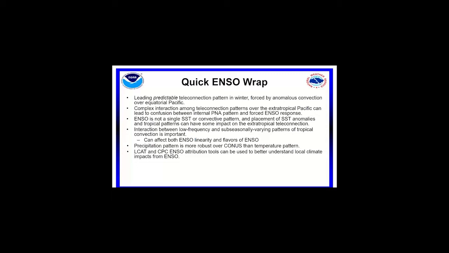ENSO is not a single SST or convective pattern. So there's complexity and nuance and a continuum. And so placement of SST anomalies can have some impact on the extratropical teleconnection. The extent, the size of that relative to the signal is complex, and I would say not entirely well understood. Interaction between the low frequency and the subseasonally varying patterns is important, and this is also what can affect both ENSO linearity and flavors of ENSO.